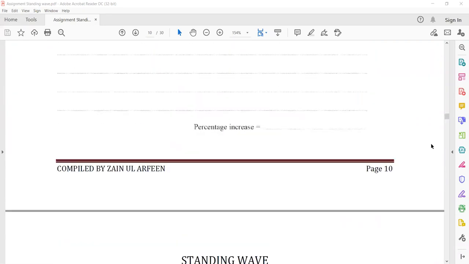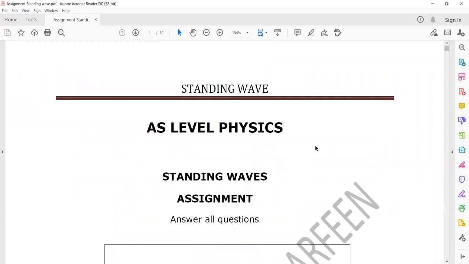So these are the questions related to the topic of standing waves. Next session we'll discuss more questions from this assignment.